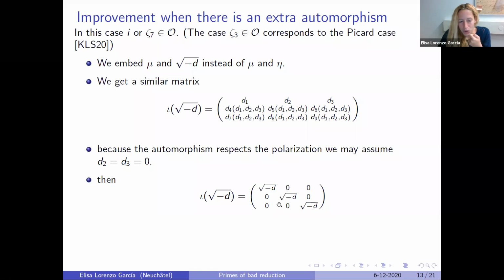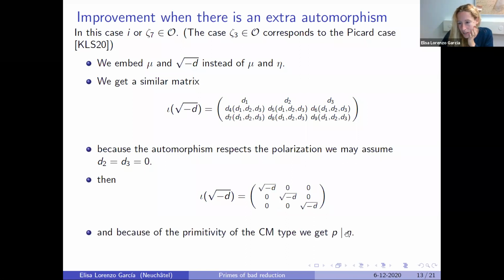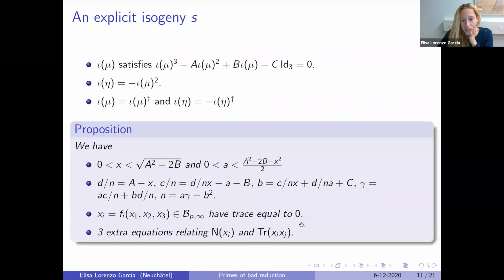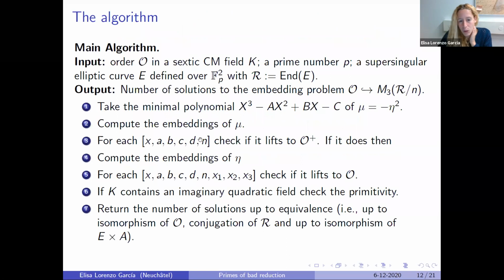A priori, you cannot have this because it gives you a contradiction with the primitivity of the complex multiplication type. The only case in which you could have this and still have a primitive type is if the prime p divides the degree of the isogeny. So this means that in this algorithm, until this moment, you don't need to use the prime p. You start to need the prime p that you put in the input here.